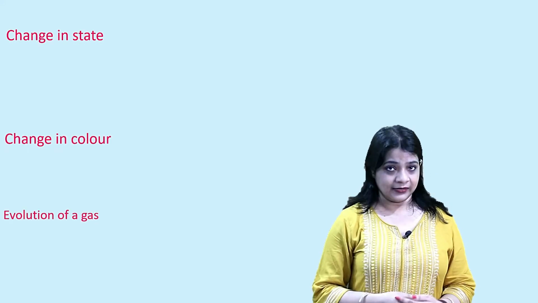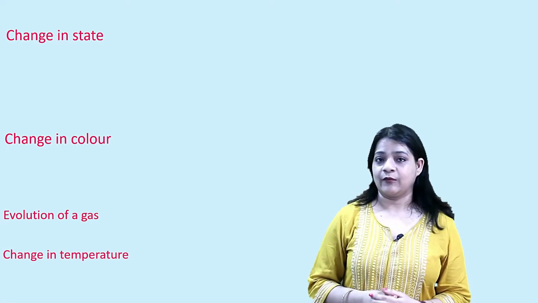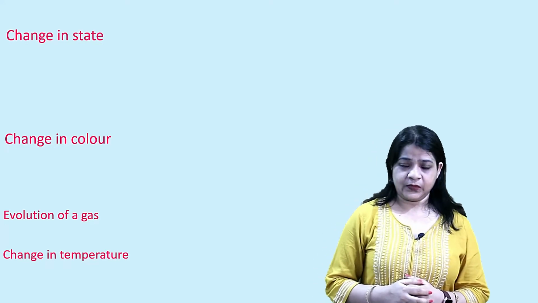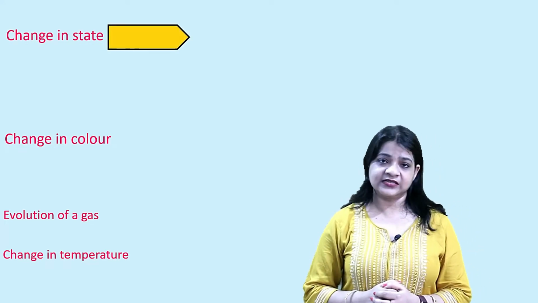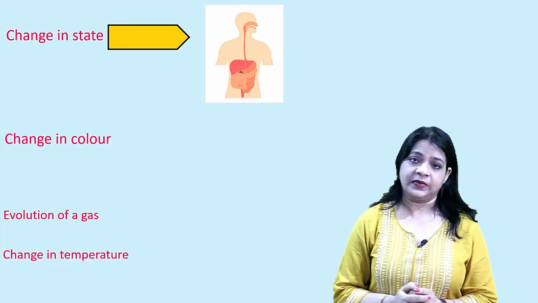Now, these changes may occur in the form of change in state, change in color, evolution of a gas and change in temperature. So let's talk about them one by one. So first one is change in state. So let's talk about the digestive system of human beings.